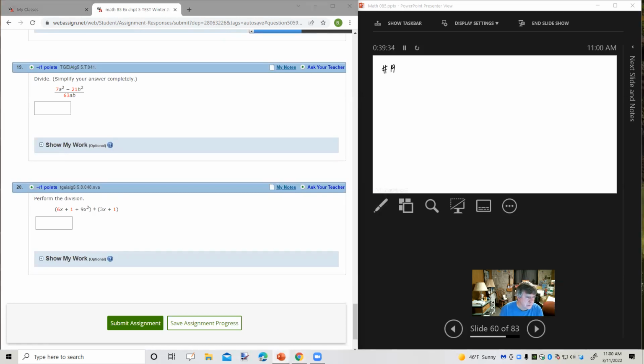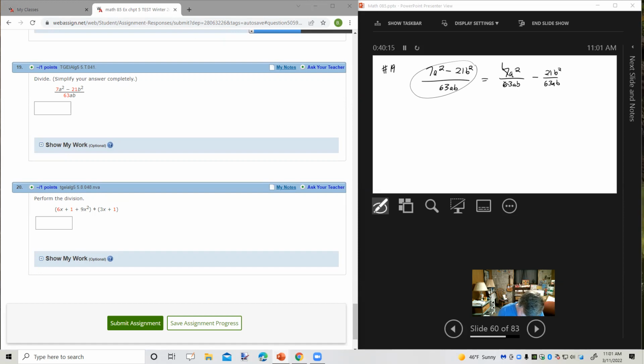Number 19 coming up, divide 7a squared minus 21b squared all over 63ab. When dividing a polynomial by a monomial, we are to take each term in the numerator and divide it by the denominator. A lot of you missed this question on the test because you didn't split it up. You just reduced this expression, which I'm not sure where you got that idea because I didn't teach it to you that way.